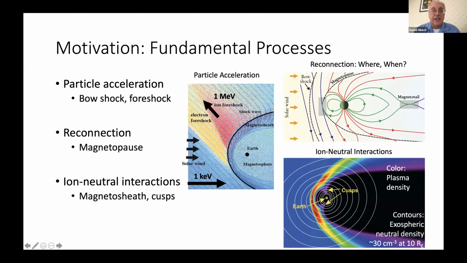Yet another fundamental process, one that dayside magnetospheric physicists don't think about too much, is ion-neutral interactions. And they most definitely do occur on the dayside between the Earth's exosphere and the solar wind plasma or the magnetospheric plasma. And so that's yet a third reason for studying the dayside, a third basic interaction that goes on. And these are themes that will run throughout this talk, and so I'll harken back to them periodically as we progress.